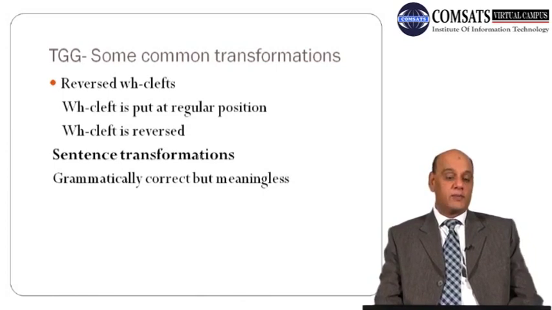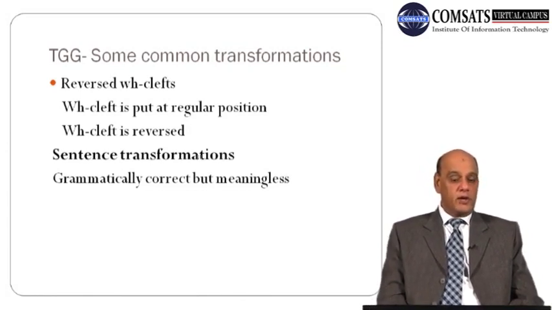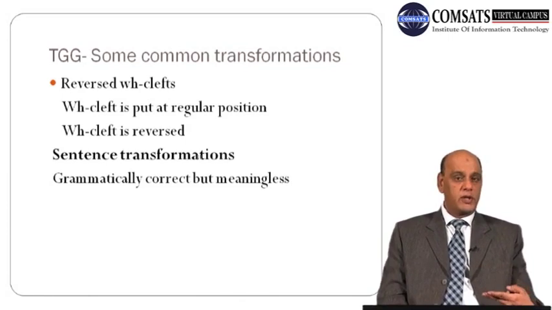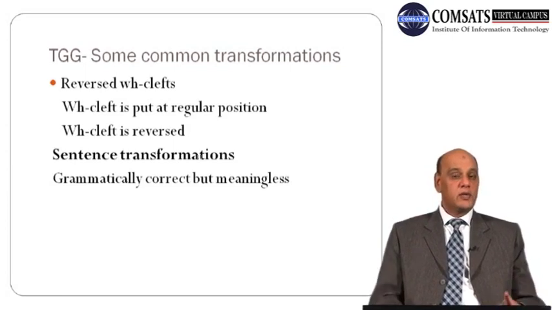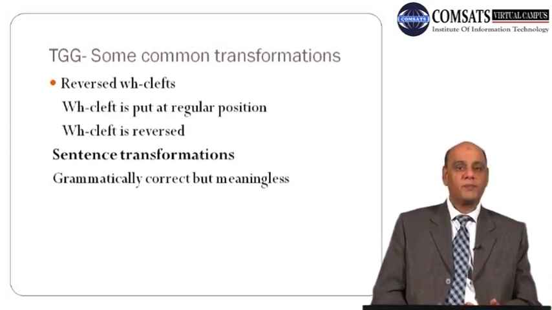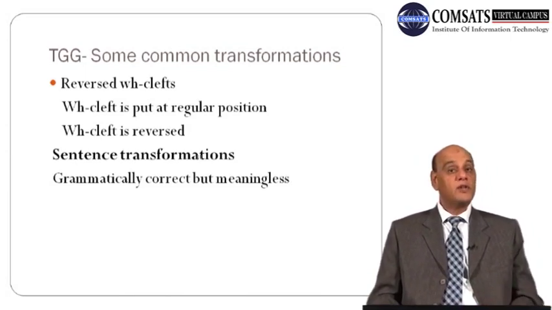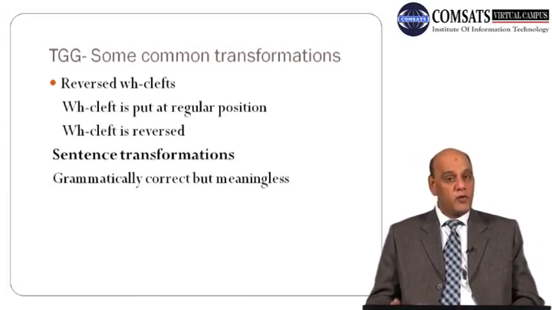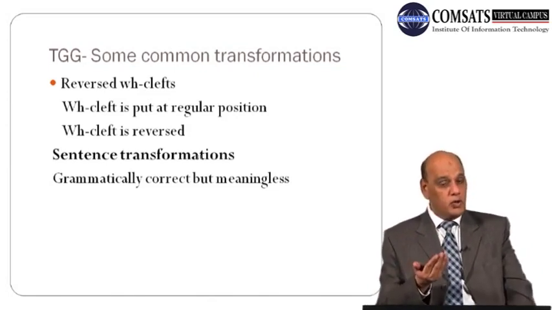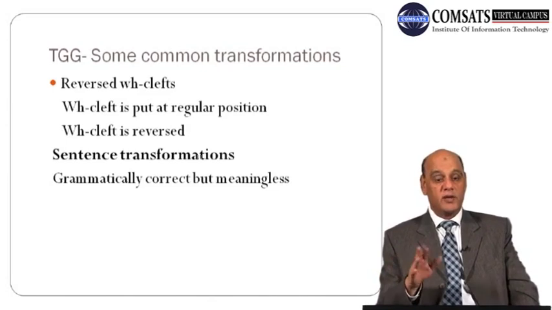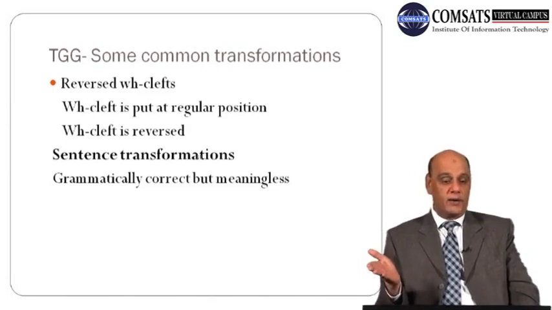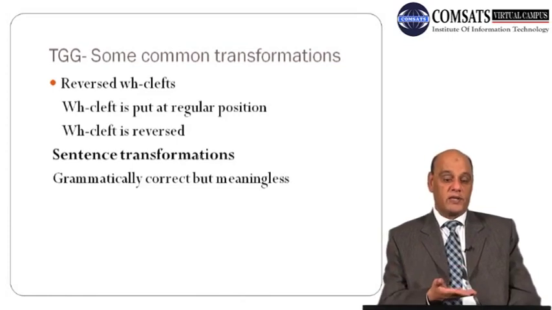Reversed WH clefts. A WH cleft is put at a regular position. A WH cleft is reversed. Sometimes you make a transformation where you change the cleft, you change the WH structure. You put it at the regular position in one sentence: where are you going? But in some sentences you just reverse it, you put the WH at the end, and this is how you sometimes shift the focus. Sometimes you need to put focus on a different part of the sentence, so you reverse the WH cleft and put the WH at the end. In the regular position, you put it at the start.